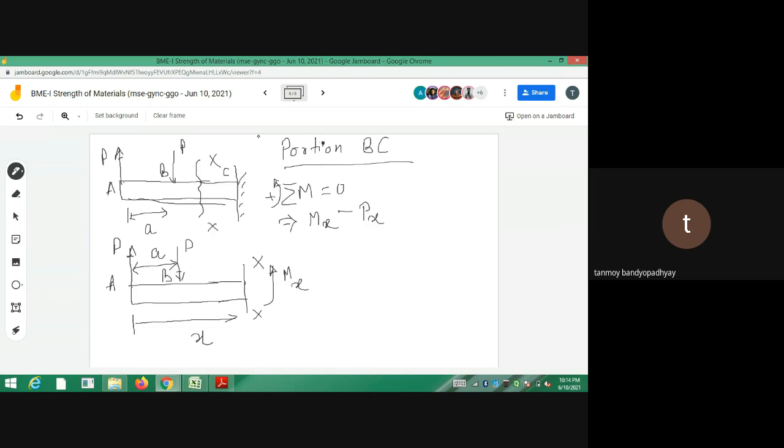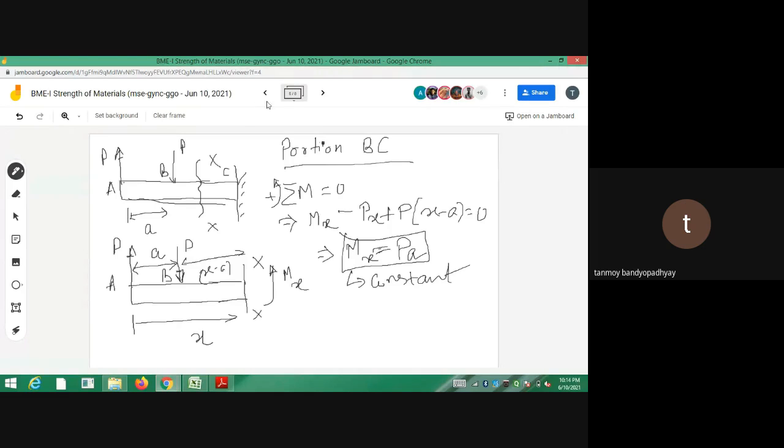What is the moment for the force at B? The force at B is actually causing a counterclockwise moment, and its value will be P into x minus a. What is this distance? This distance will be x minus a. So you can write it as plus P into x minus a is equal to 0. See, this Px actually gets cancelled. So you are left with Mx is equal to P into a. See, this doesn't depend on x. So Mx actually doesn't depend on x. So this is a constant moment. So the moment from the point B to C is actually constant.